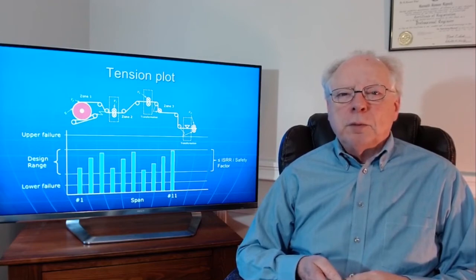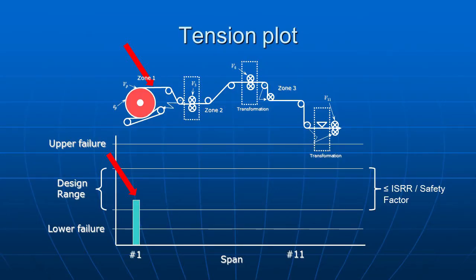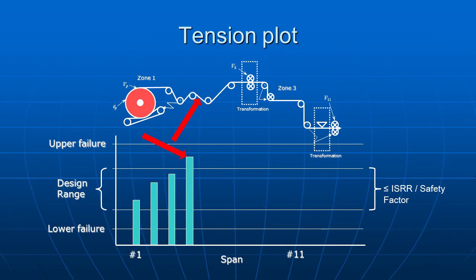To use the tension plot, target the first span's tension near the low end of the design range, allowing extra tension if needed to overcome blocking and to avoid slack web during splices. The second span is higher than the first due to the drag of the idler between. The third span is again higher than the second due to the idler's drag between them. If a third idler is added, the fourth span's tension would need to be higher than the upper design limit, so instead of a third idler, a driven roll is needed.